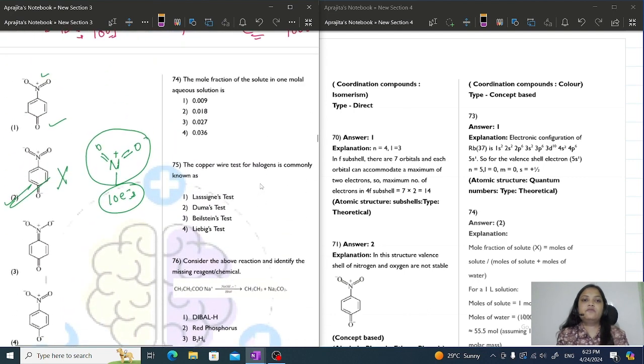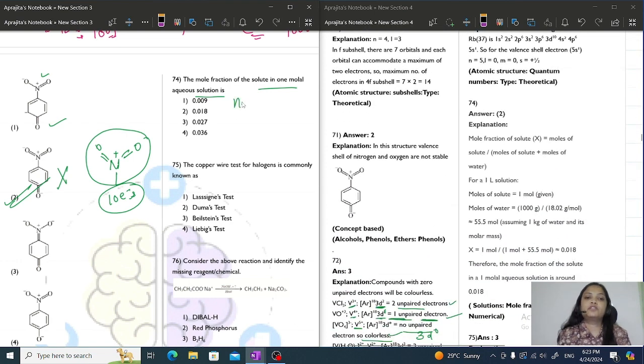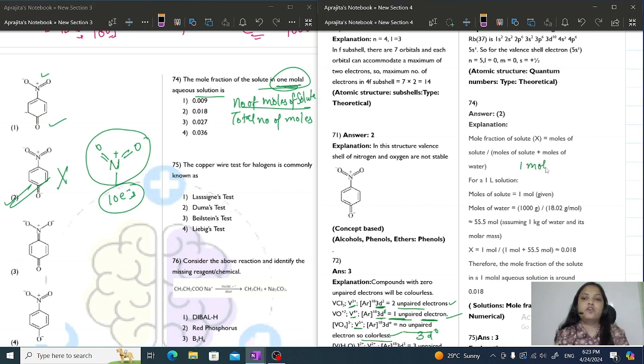Question number 74. Mole fraction of the solute in 1 molar aqueous solution. So we are having a 1 molar aqueous solution. You know that mole fraction is the number of moles of the solute divided by the total number of moles. Total number of moles means solute plus solvent. Now here we are having a 1 molar solution. So it means 1 mole of the solute is present in 1 kg of water. Since it's an aqueous solution, 1 kg of the solvent.